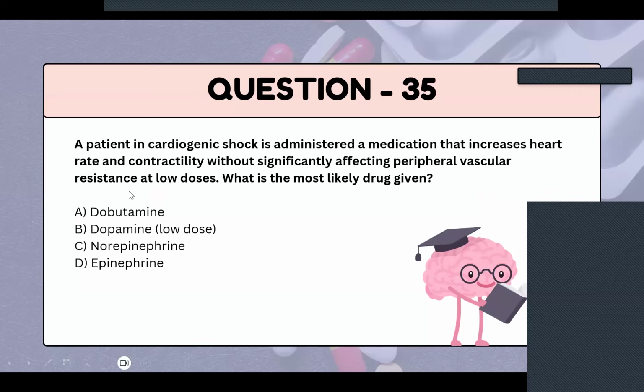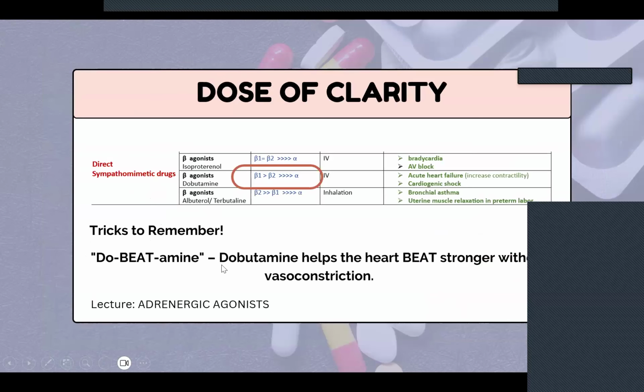Yes, you guys are right. The answer is dobutamine, A. Now, dobutamine stimulates which kind of receptors? B1. Perfect. So it stimulates B1 receptors to increase cardiac contractility and heart rate, and it has minimal effects on peripheral vascular resistance. An easy way to remember is dobutamine, from "do-beat-amine", and that helps you remember that it helps the heart beat stronger without causing vasoconstriction.